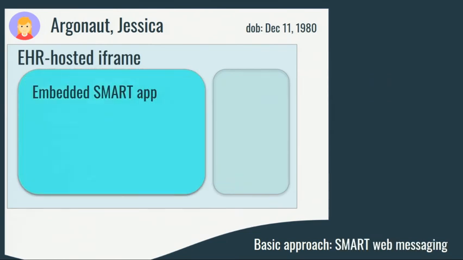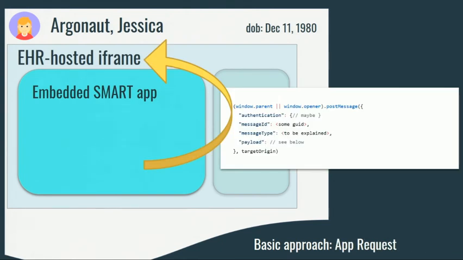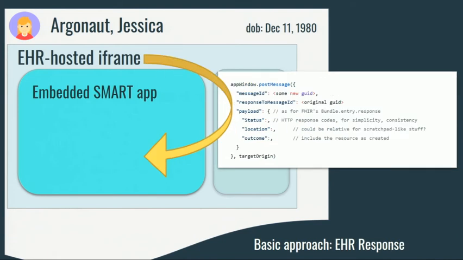Now we go ahead and launch that application. Everything's fine. And then when that application wants to actually communicate with the EHR, it can use that window.postMessage format provided by HTML5, and essentially send a message to its parent hosted container. You notice that it's sending that target origin parameter right there. That one came across when we first launched that SMART application.